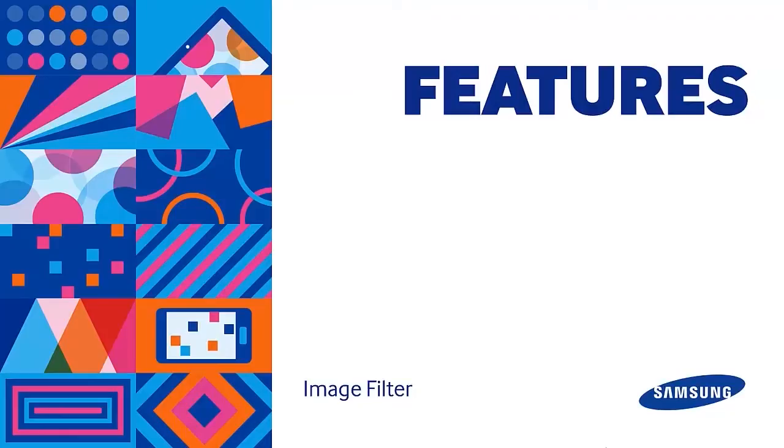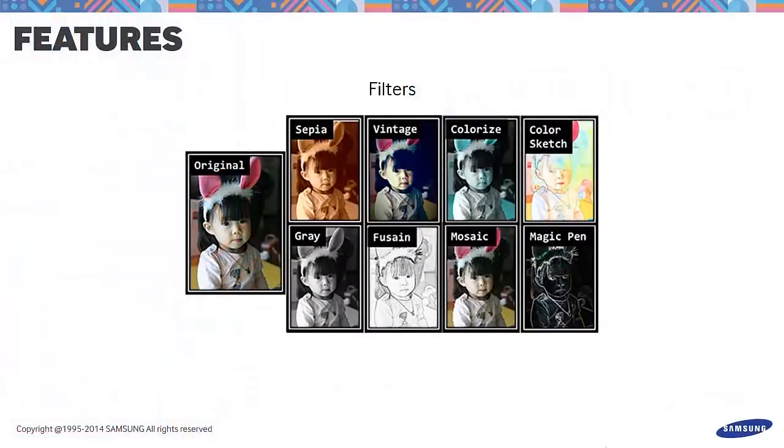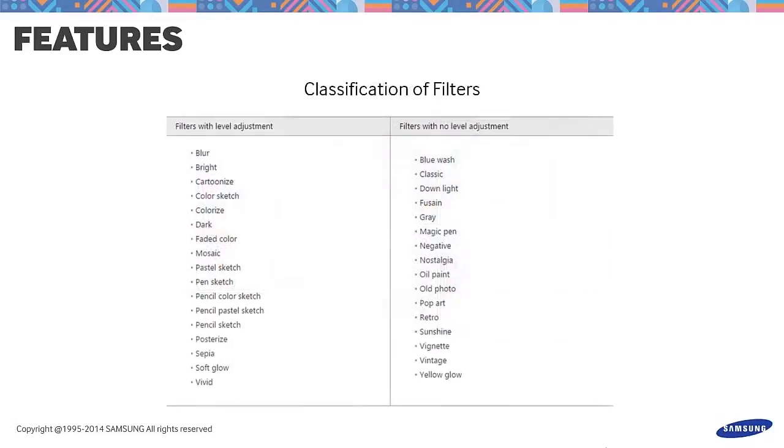Image Filter offers 33 types of filters for processing your images. Here are some of them: Sepia, Gray, Vintage, Fusain, Colorize, Mosaic, Color Sketch, and Magic Pen. Now you can see the differences from the original image on the left. These 33 filters can be classified into two: the ones that are adjustable and the ones that are not. For our application later, we'll use a few from both.